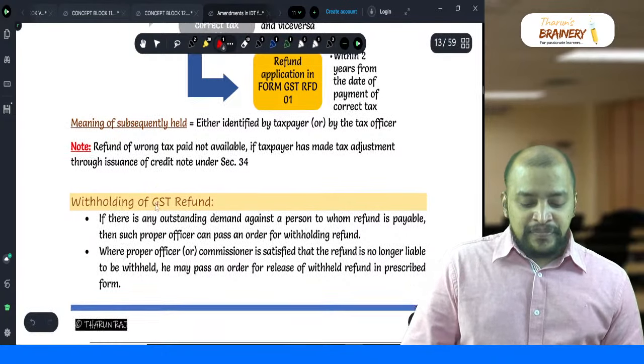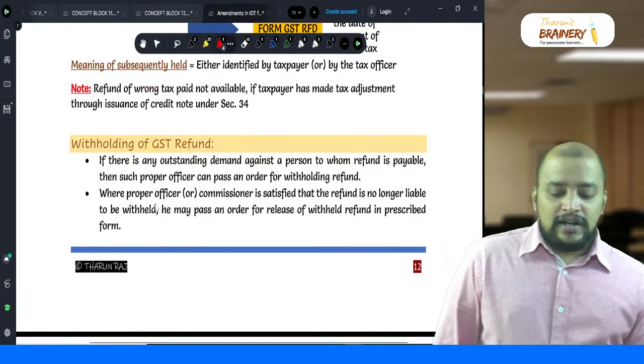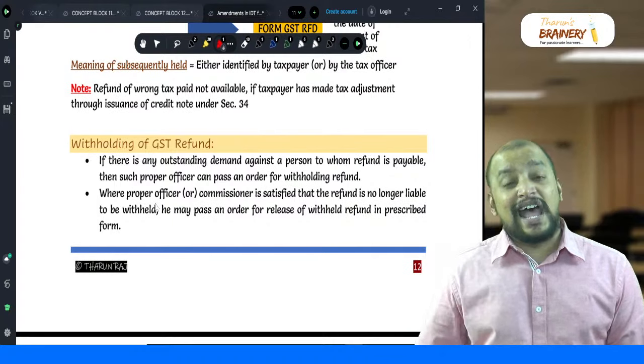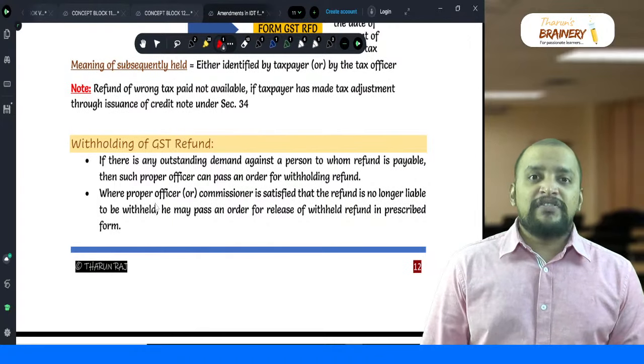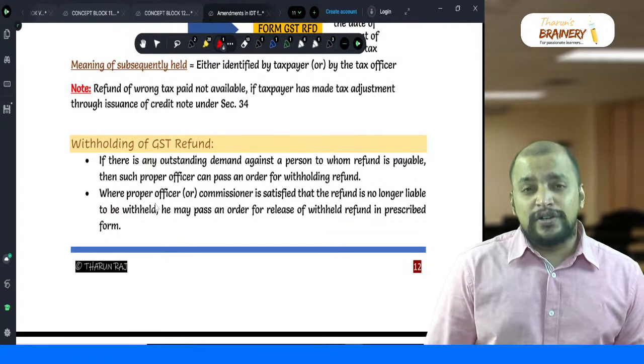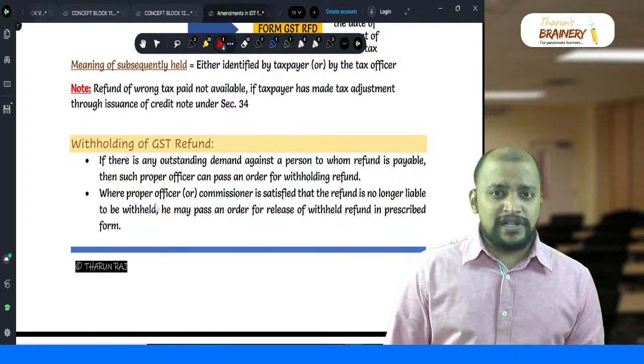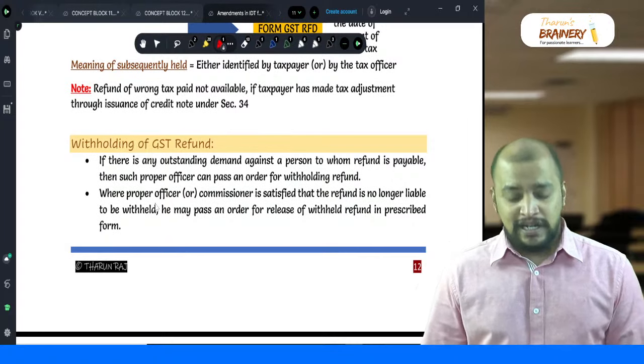Okay. Then next, refund of wrong tax paid is not available if the taxpayer has made the tax adjustment in the invoice by way of giving a credit note. So in the credit note itself the tax adjustment is done. In that case the refund situation will not arise because the amendment has been done.